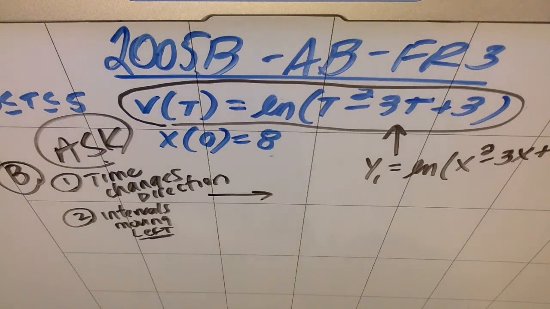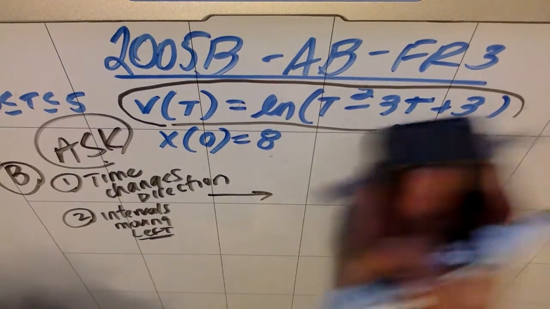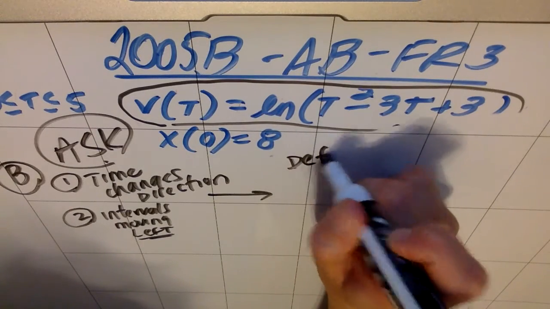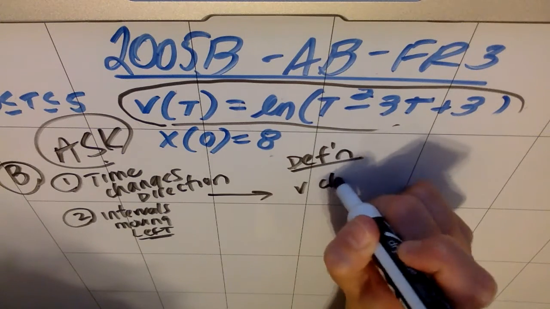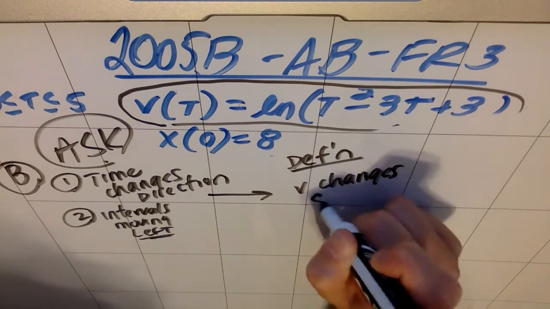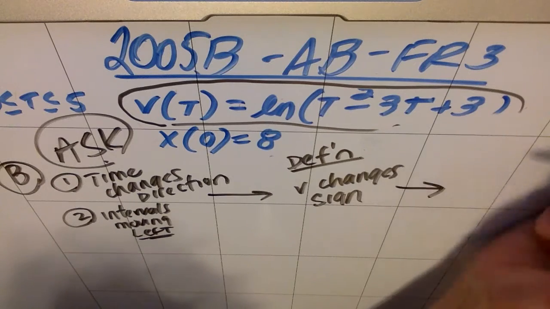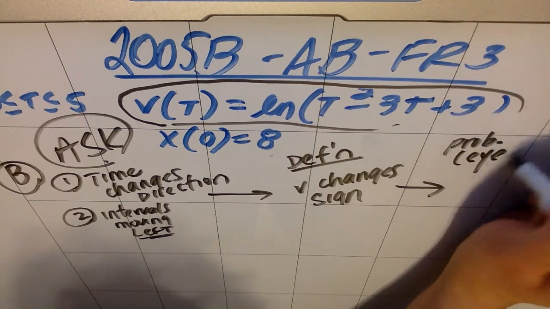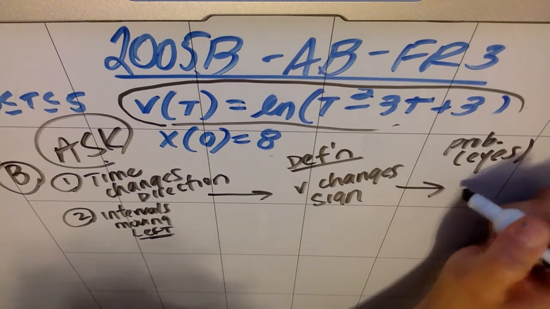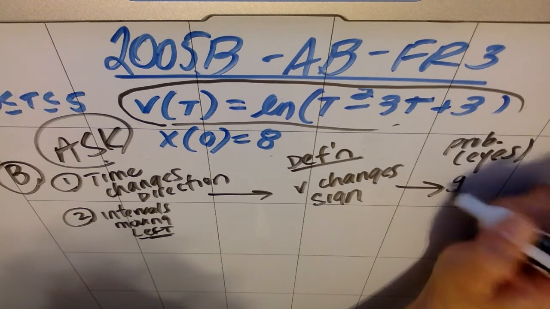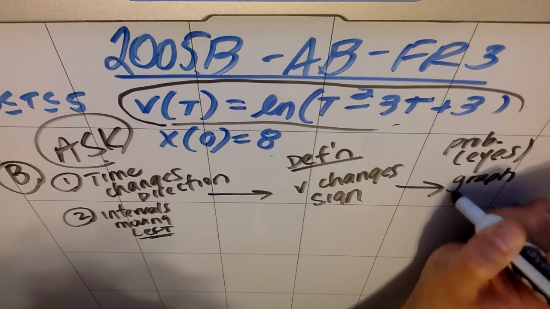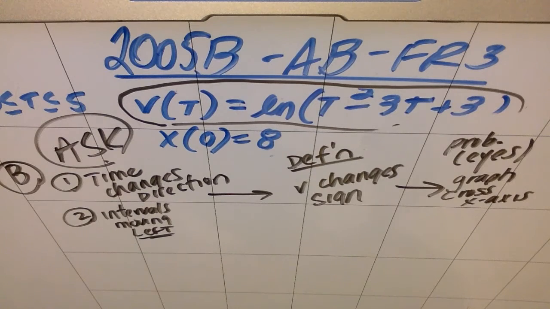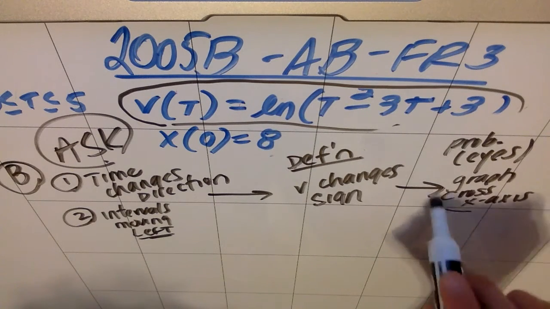So changes direction, and we'll just erase that note about y1. To change direction means, by definition, that velocity changes sign. But what that means in this specific problem, that I can see with my eyes, is that the graph in my calculator crosses the x-axis. Because if velocity is the y on my given graph, I'm looking for when the graph crosses the x-axis.